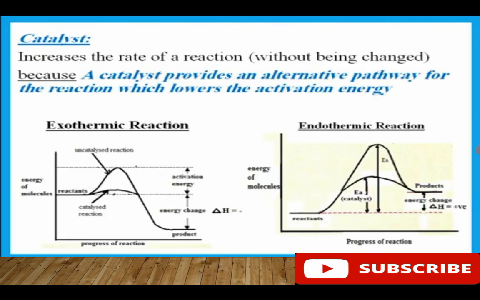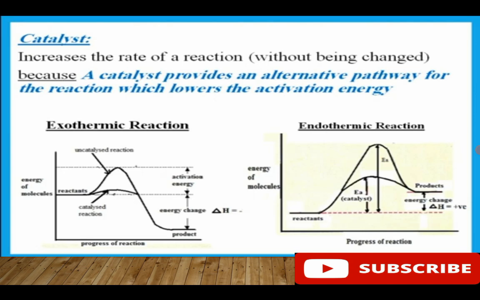The last but not least is the use of a catalyst. Remember, a catalyst is just a substance which is added to the reactants in order to increase the rate of reaction. Okay? The word catalyst is coming from the word catalyze. Catalyze means to speed up. So if you're asked to define a catalyst, I'm sure you already know. A catalyst is just a substance which is used to speed up a chemical reaction without itself being consumed.